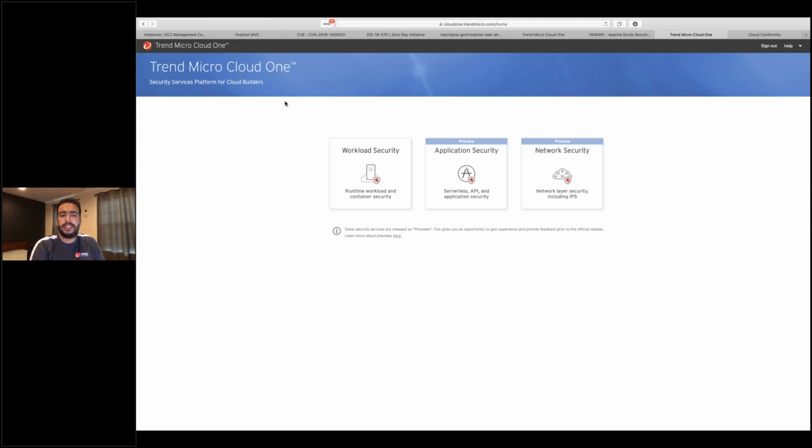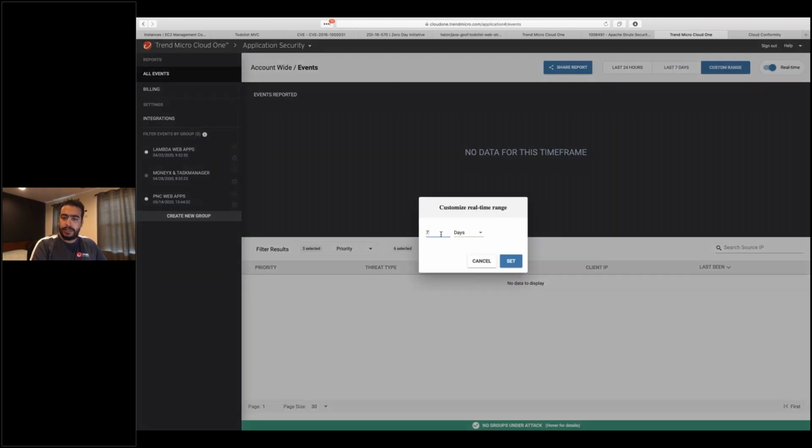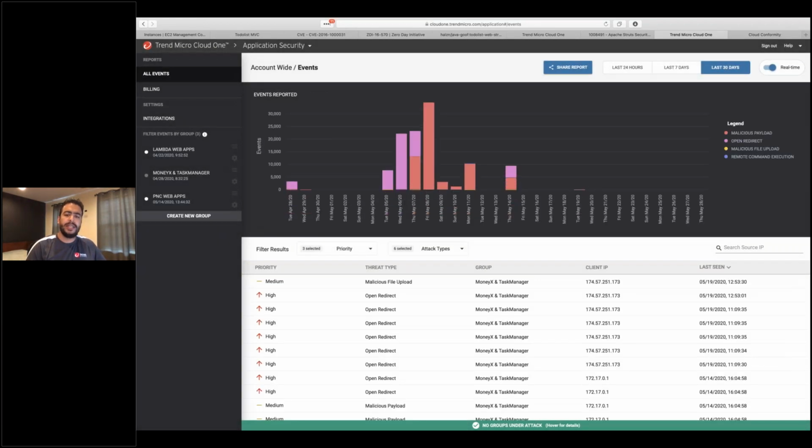Our objective with the Cloud One security services platform is to provide a variety of security services for all types of applications and for all types of security needs. So I do have a runtime application self-protection solution that would be able to, let me expand my search range here to 30 days, protect my serverless applications as a security library.